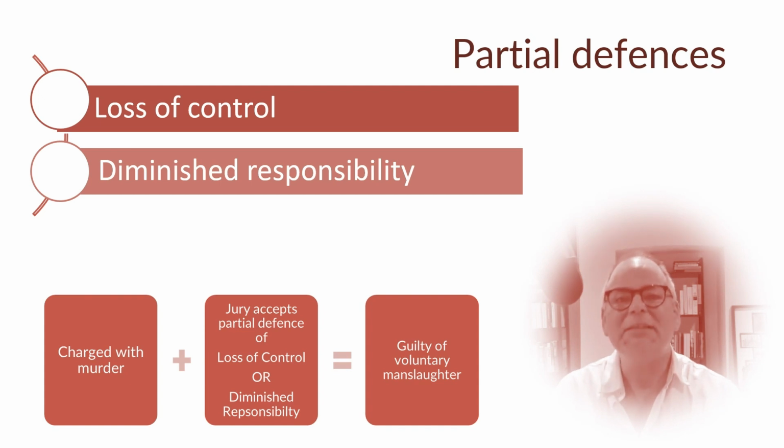If a person is found guilty of voluntary manslaughter rather than murder, then the judge has discretion, in other words, can choose what type of sentence the defendant can be given.